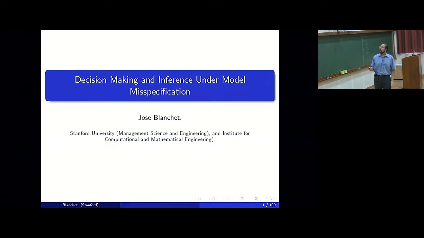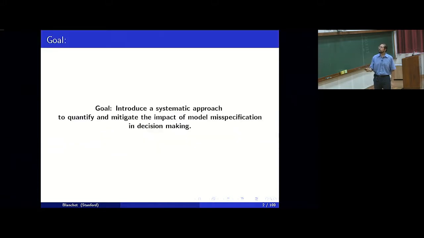All right. So the big picture, the goal is to introduce a systematic approach to quantify and mitigate the impact of model misspecification. I'm going to keep coming back to this very often, okay? So we'll keep reminding you of the big picture. At the beginning in this lecture, you might not see the link to the big picture, but it is there, and you will see it later, okay?